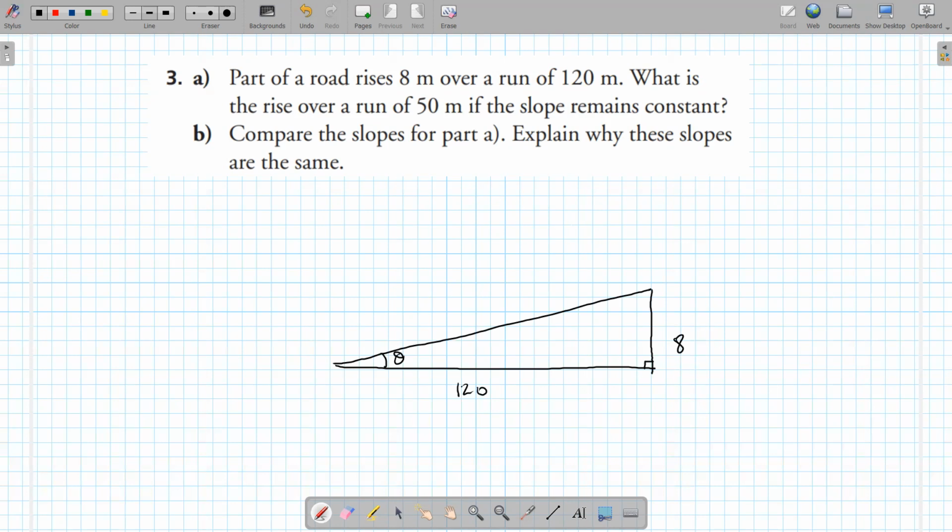So the slope is rise over run, right? Slope is rise over run. It is just 8 over 120, which is what? 4 over 60, 2 over 30, 1 over 15 is your slope.